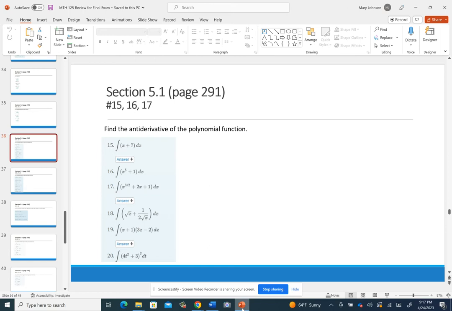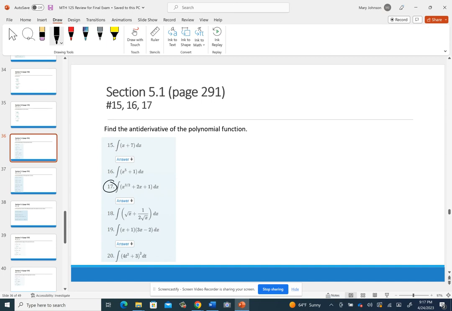All right, let's look at section 5.1 problems from the final exam review. I'm just going to do selected ones. So this objective was to find the antiderivative for a polynomial function. All right, so let's go ahead and look at question number 17.